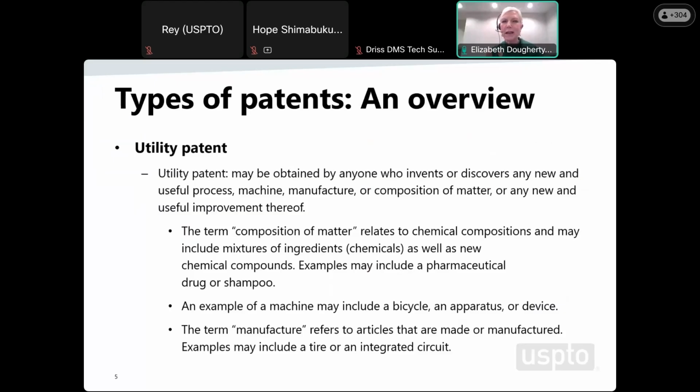So again, those utility patents protect anything made by someone who invents or discovers any new and useful process, machine, manufacture, composition of matter, or new and useful improvement. So let's keep that in mind as we progress forward. Next slide.